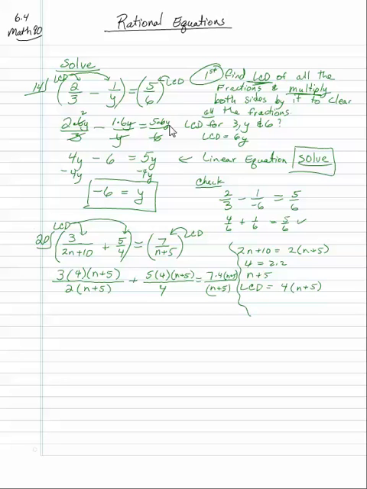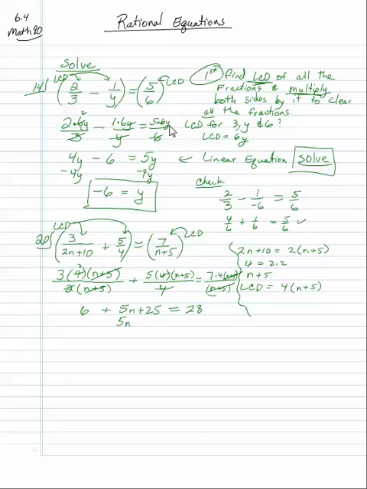Okay, so I'm going to do the canceling. 2 goes into 4 twice, so that's 6. The 4's cancel. I'm going to go ahead and distribute that. 5n plus 25. And that's 28. Now that's the linear equation again, so just solve it.